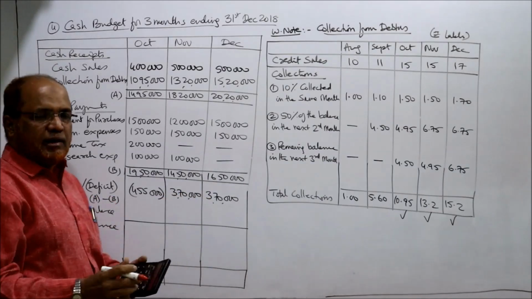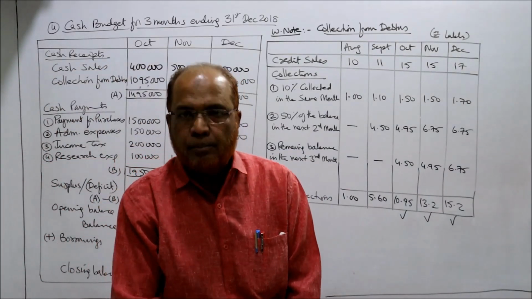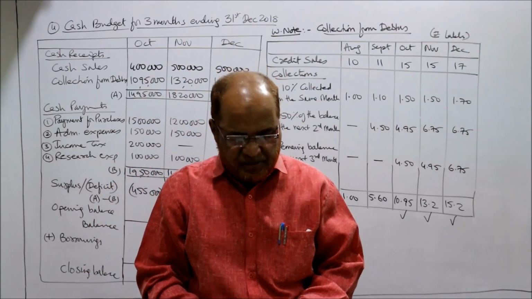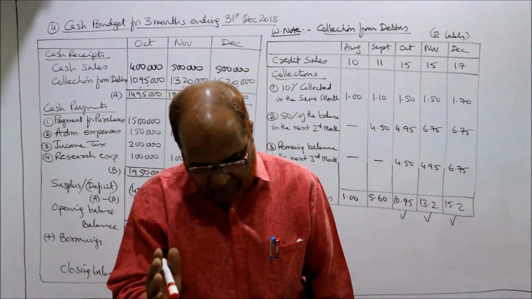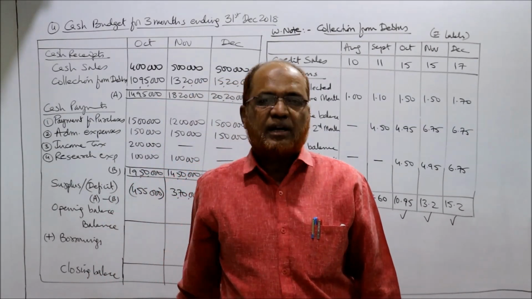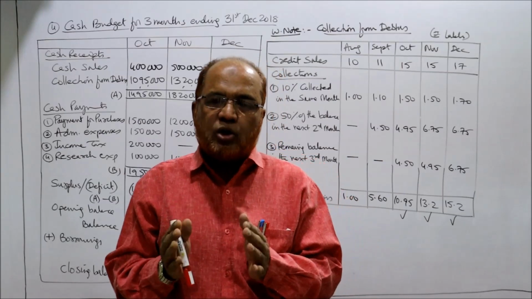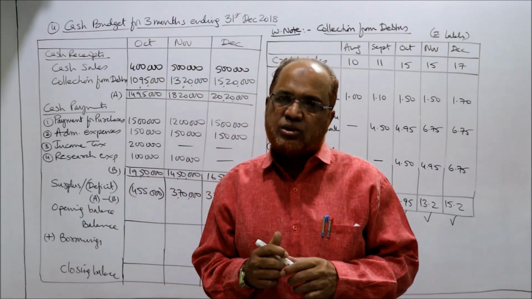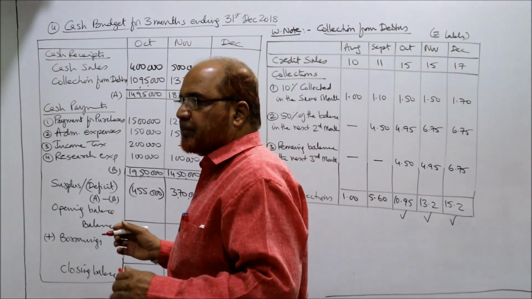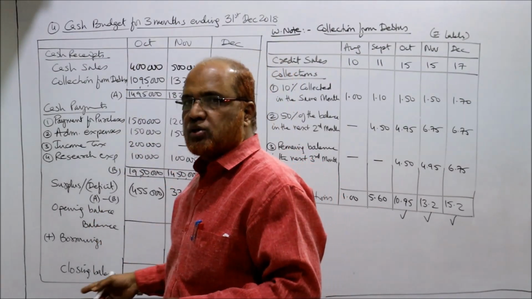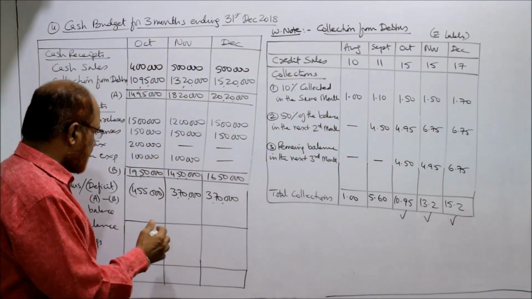Now opening balance. It is not given, but one clue is given that a minimum cash balance of 3 lakh rupees ought to be maintained. We assume that in the beginning of October, we are having a minimum balance of 3 lakh. Jab 3 lakh rupees kam se kam rakhna hai bata ra, to beginning of October also we assume 3 lakh rupees was there.